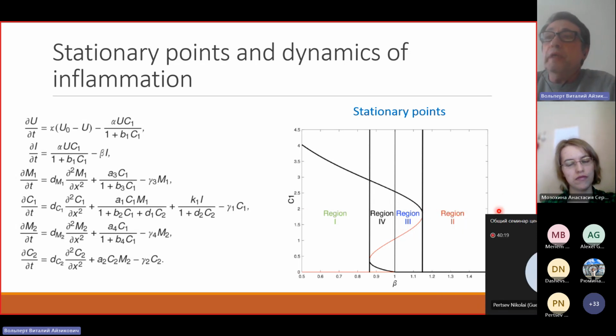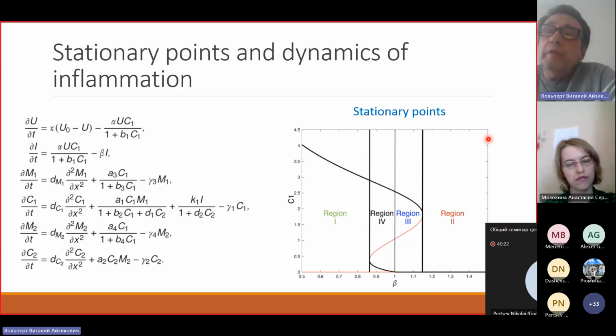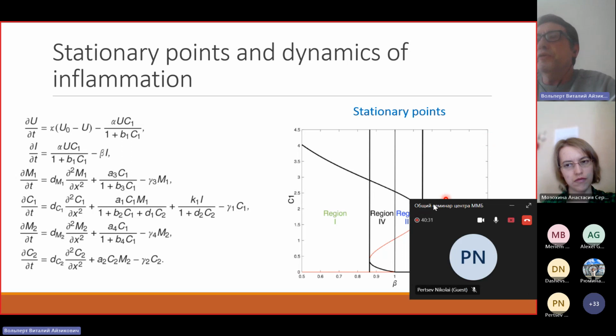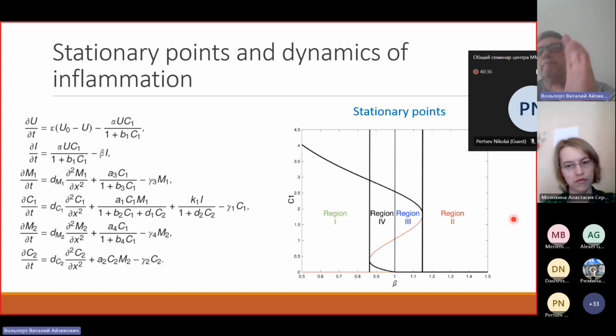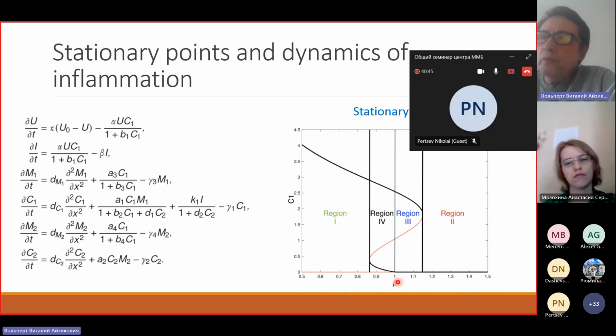So we can begin to study this problem considering ordinary differential equations corresponding to this reaction diffusion problem. And one example is shown here. Of course, it can be much more complex, but I think a good specific example is shown here. The horizontal axis corresponds to one parameter, beta, and the vertical axis corresponds to the concentration of one of the variables. In this case, this is the concentration of inflammatory cytokines.